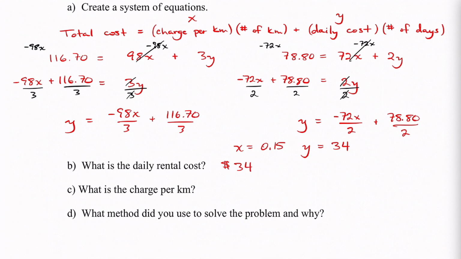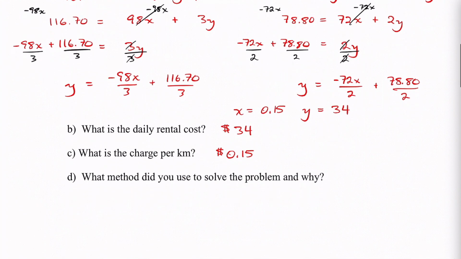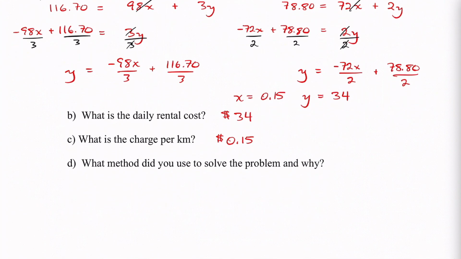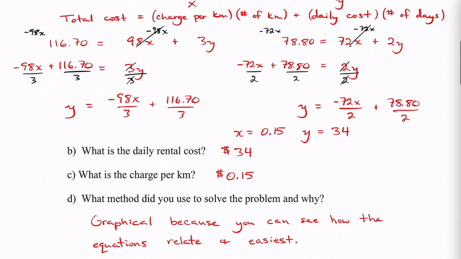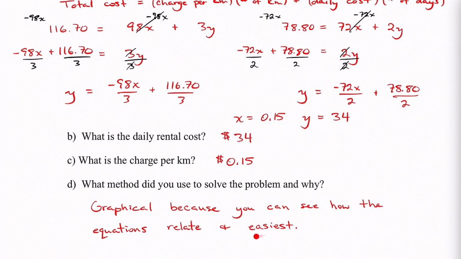And then for part C, what is the charge per kilometer? Well, we said this was our charge per kilometer. We had that up here. It was x. So our charge per kilometer is 15 cents, or 0.15 of a dollar. And then lastly, part D, it says what method did you use to solve the problem and why? And we had used our graphical method, and that was because with this one, we wanted to see how the relations related, and we also did it because it dealt with money. So we used the graphical method because you can see how the equations relate. And also, with this one, we're going to have decimals and fractions and whatnot. If we use our calculator, it is going to make it the easiest.